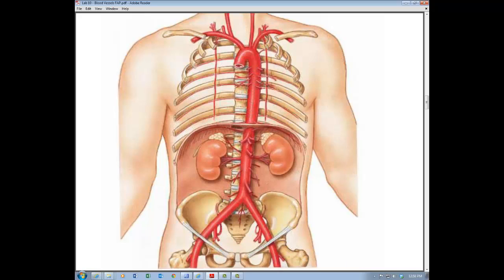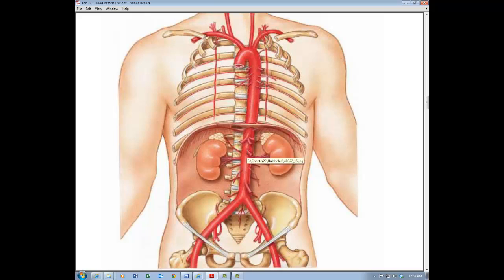Then once that aorta passes through the diaphragm, it becomes the abdominal aorta. So this whole vessel here is the abdominal aorta. There's several branches coming off the abdominal aorta that you need to know. The first one is this large unpaired vessel here. It's called the superior mesenteric artery. So this is the superior mesenteric artery.